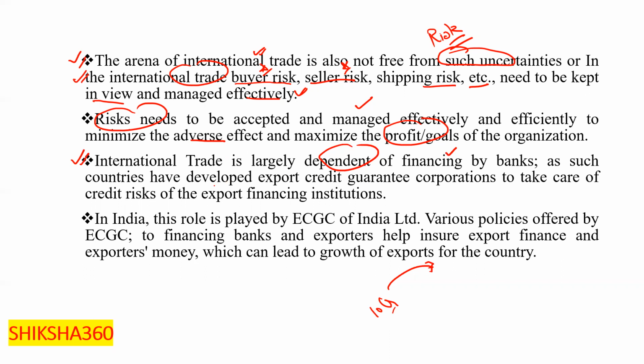As countries have developed, they have developed export credit guarantee corporations. They have developed this type of organization which provides them a guarantee against these types of risk. We can say it works as an insurance: if they face this risk, we will pay for that risk. So international trade is largely dependent on financing by banks, and as such, countries have developed export credit guarantee corporations to take care of the credit risk.